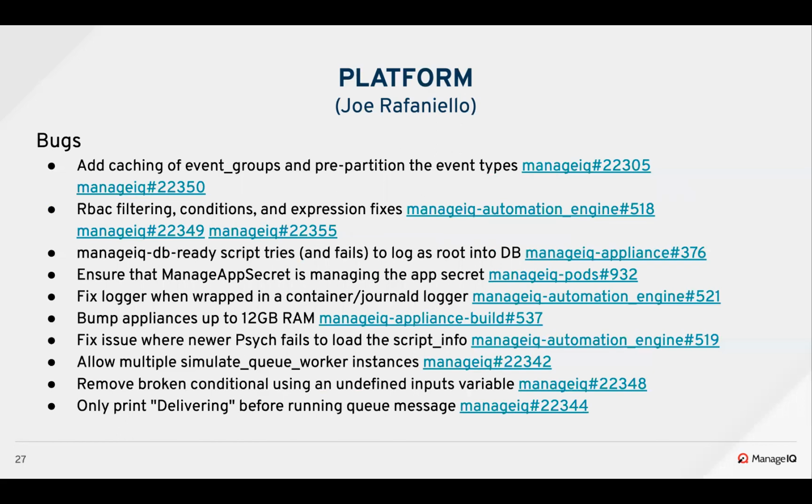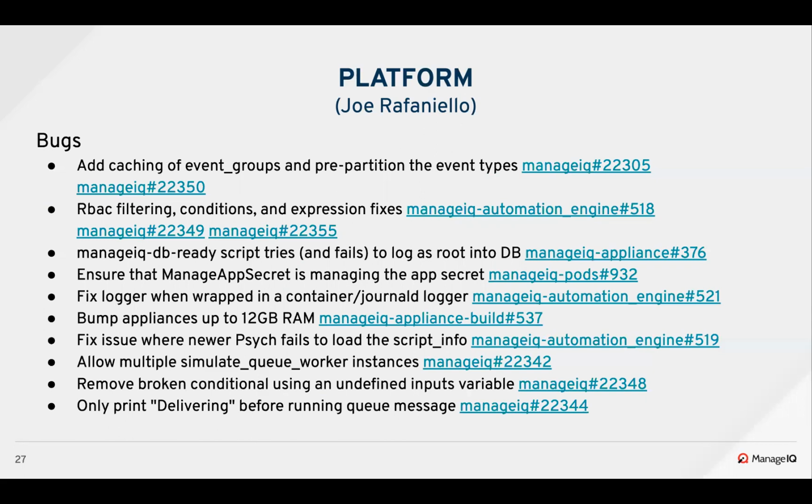Next, Brandon fixed a bug preventing the manage app secret from finding and managing the secret due to a typo. Jason fixed a gnarly bug where the ActiveSupport logger broadcast used by our container and journald logger didn't support keyword arguments and the FUD that ensues with Ruby 3.0, so he fixed that.